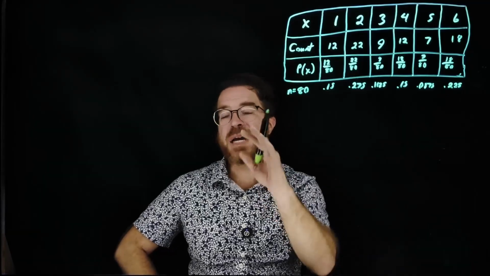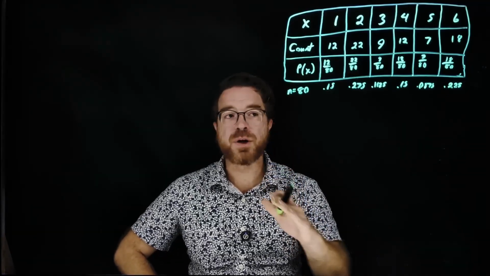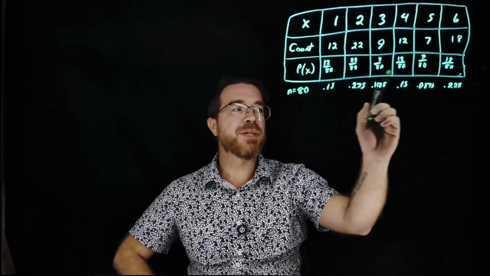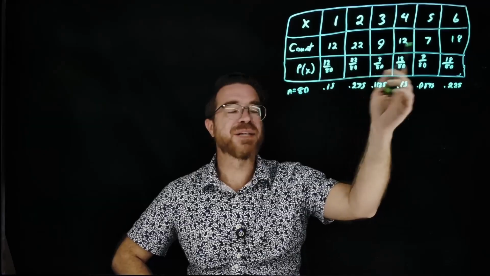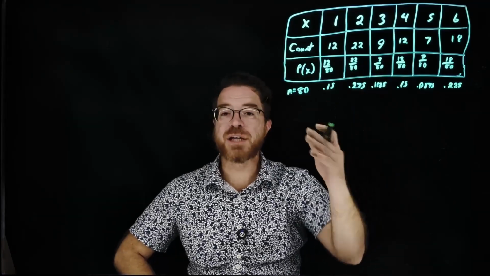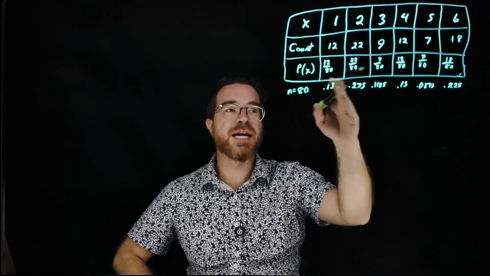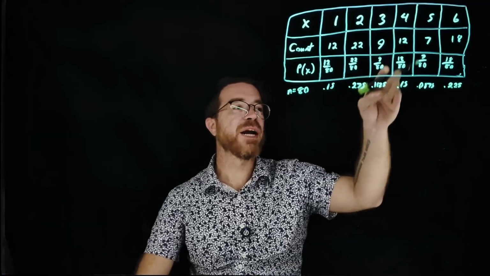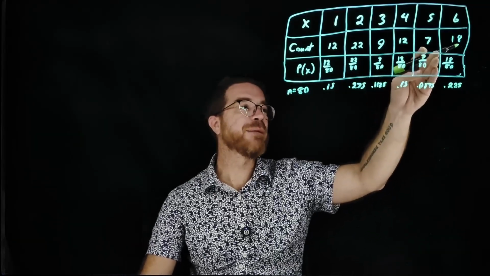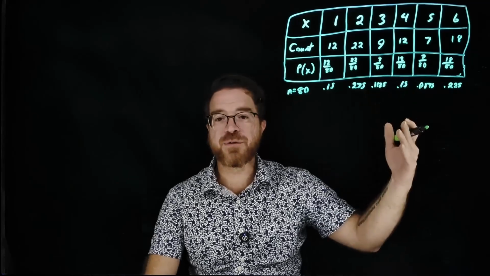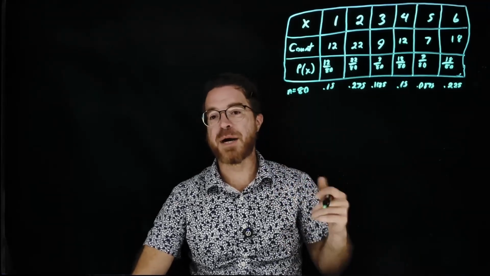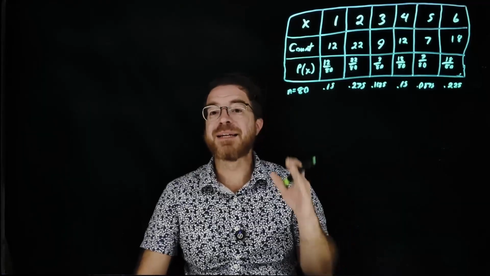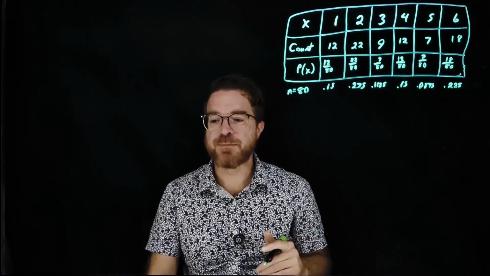Yes. And then we have some certain properties that have to be true, though. If I were to sum up these probabilities, because I know that I got them by counting these numbers that account for all 80, they would have to sum up to 1, which 12 over 80 plus 22 over 80 plus 9 over 80 plus 12 over 80 plus 7 over 80 plus 18 over 80 would be 80 over 80. So the sum of these probabilities do account for all of the possible outcomes. So yes, this is a probability distribution.